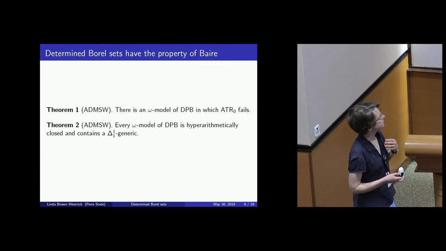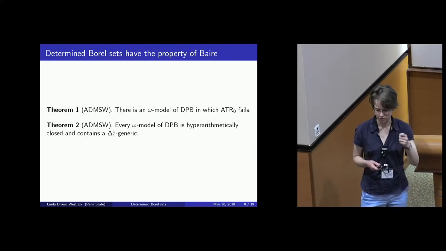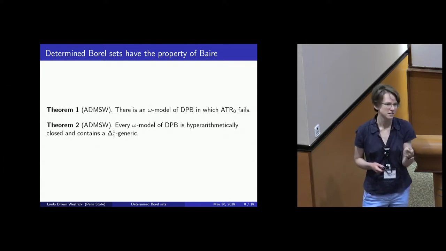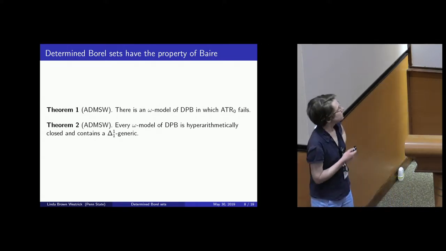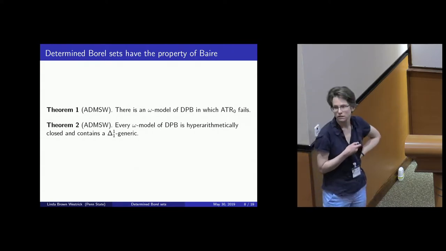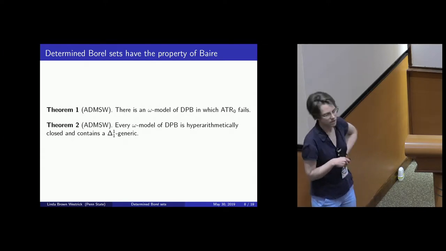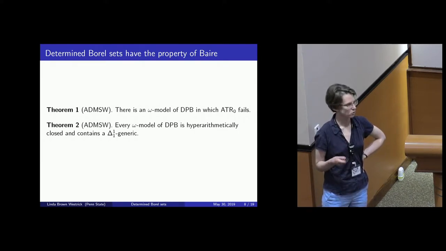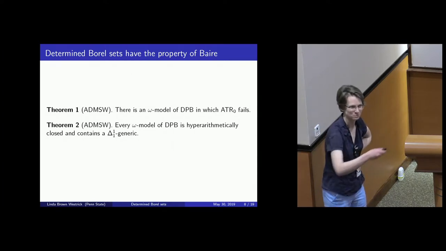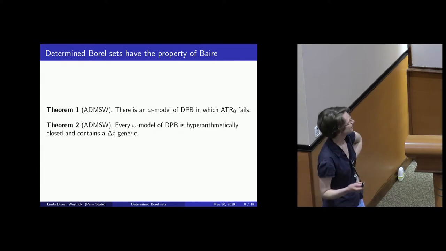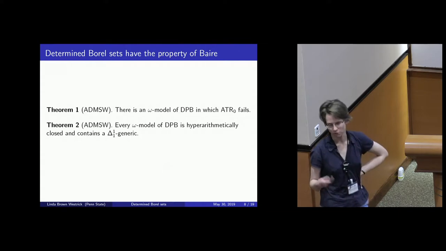And we also show not only that the determined property of Baire is strictly weaker than ATR, but it has some thematic content. If we think about the property of Baire as being related to category in some way, it may be nice to know that if you have an omega model of this determined property of Baire, it's hyperarithmetically closed, but it also has to contain a delta 1-1 generic. So somehow saying that every Borel set has a good category approximation is also the same as saying that there are elements that do the typical behavior for these comeager approximations.